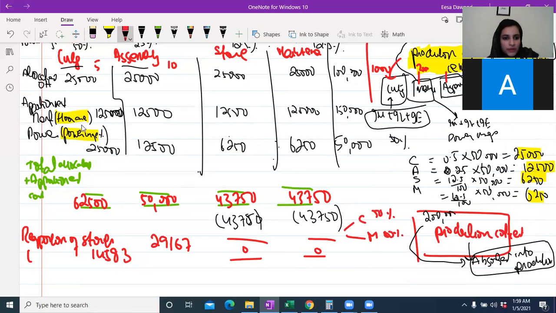So all the apportionment bases and all the reapportionment bases would be mentioned in the question, and how you're actually going to absorb the cost into products. For example, one product is A, the other product is B. The absorption basis, how you're going to absorb the cost, would also be mentioned in the question. So don't worry about the basis of how the cost is actually going to be shared.